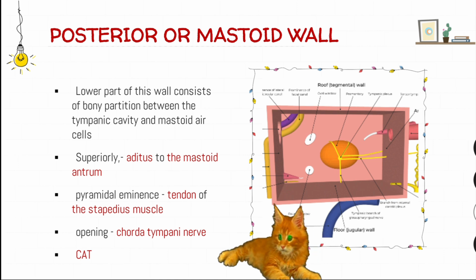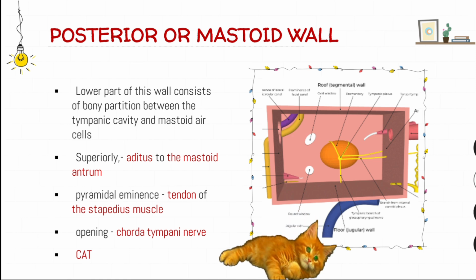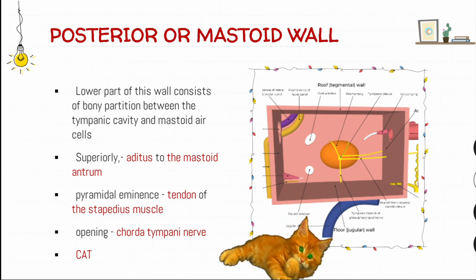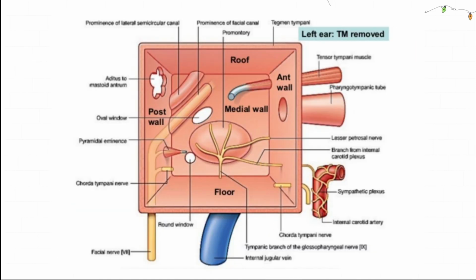And this wall is the partition between the tympanic cavity and the mastoid air cells. Mastoid air cells and the tympanic cavity are separated by this wall. In the figure, you can clearly see an opening for the chorda tympani nerve, C for chorda tympani nerve. A for aditus to mastoid antrum, and T for tendon of stapedius muscle, which forms a pyramidal eminence on the posterior wall.